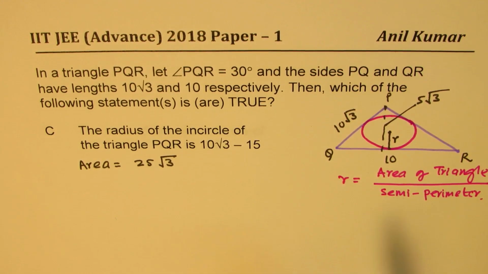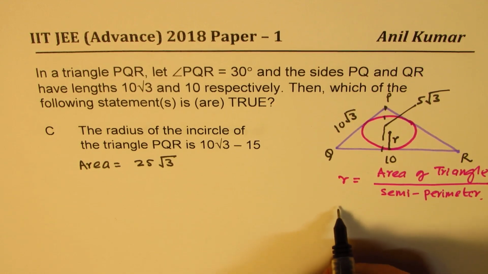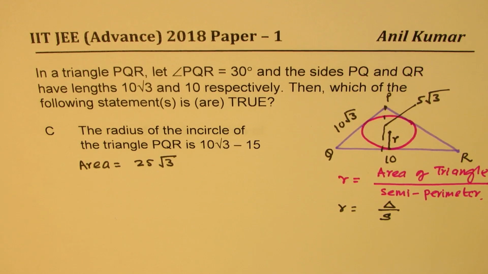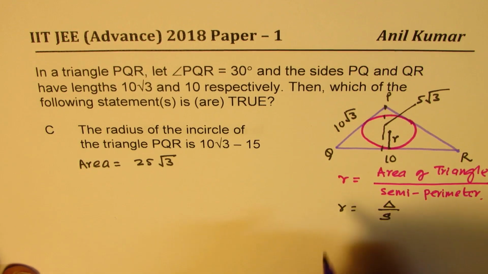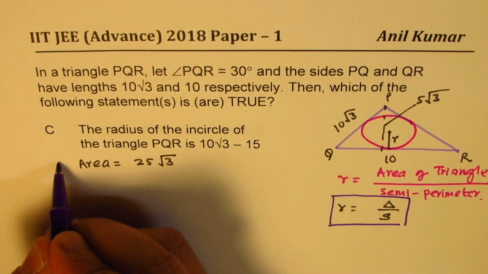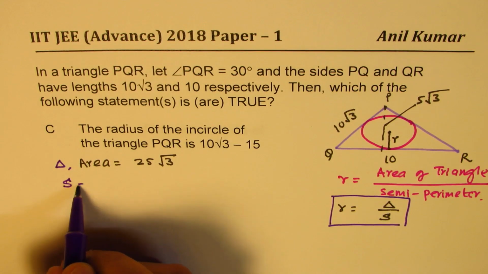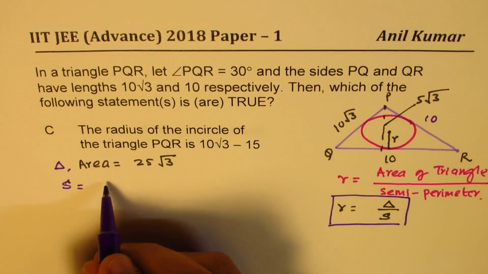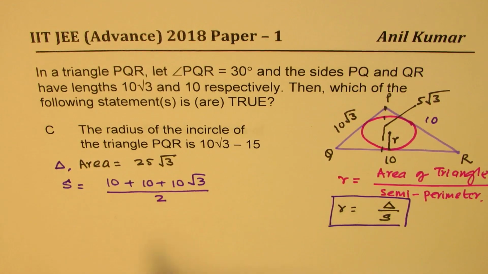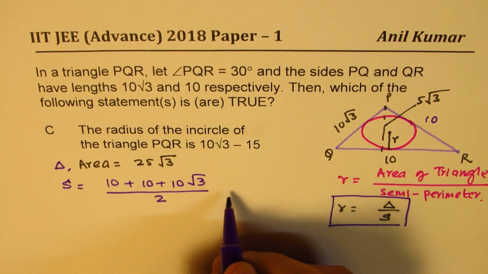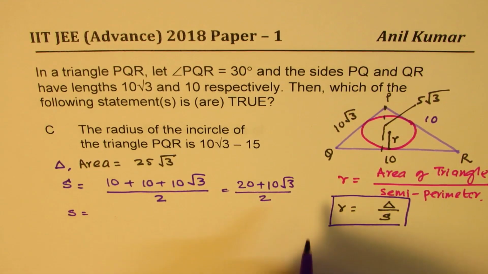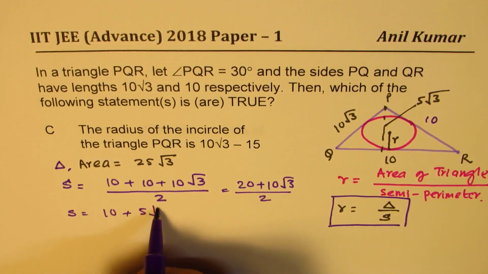I'll attach this file which gives you the derivation of the formula at the end of the video. So basically the radius is area of the triangle divided by the semi-perimeter S. Let me write this in bold so that you remember this formula, right? So we're directly going to apply this formula and get the result. We know area is given to us as this, and what is semi-perimeter? We know all the three sides. This was also 10. So we'll do 10 plus 10 plus 10 square root 3 divided by 2, right? That is 20 plus 10 square root 3 divided by 2. So S is 10 plus 5 square root 3, right?